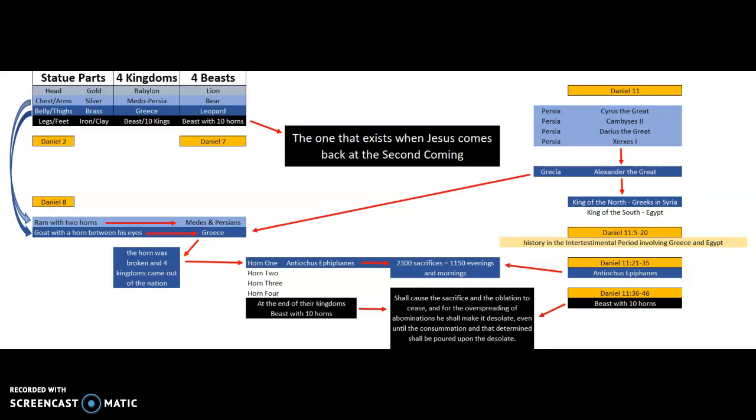We shall see. However, continuing along in the book of Daniel, you are going to encounter Antiochus Epiphanes, which was horn 1 of 4 after Alexander the Great in the Greek Empire. His account is given in Daniel 11:21 through 35. Then there is a transition from Empire 3 to Empire 4 where it picks up talking about the beast of the 70th week, the beast and the 10 kings in Daniel 11:36 through 46. So hopefully you can see how all of this ties together.